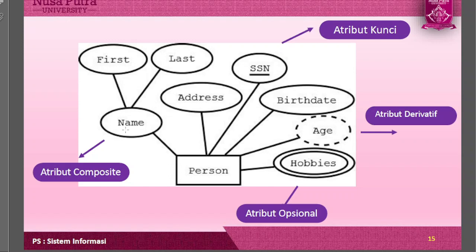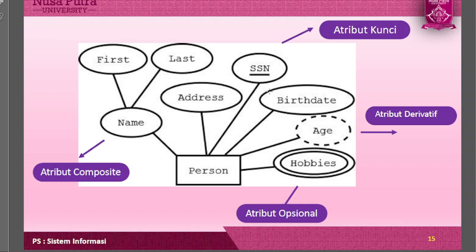You can use the composite attribute. For example, you put your address as your attribute, and the address includes the street, the city, and the block, the number of your home. It doesn't matter. It means composite attribute, or gabungan. We call it gabungan in Indonesia.